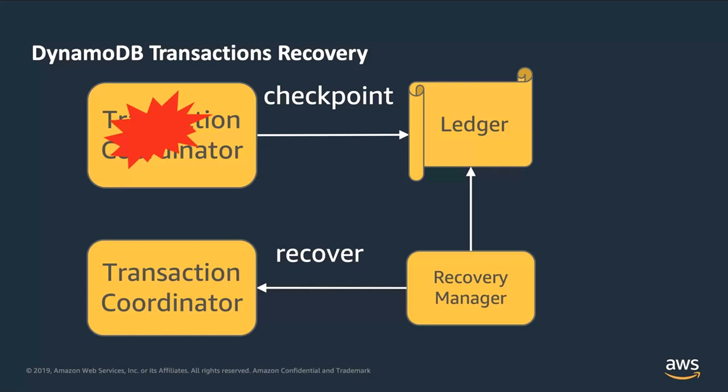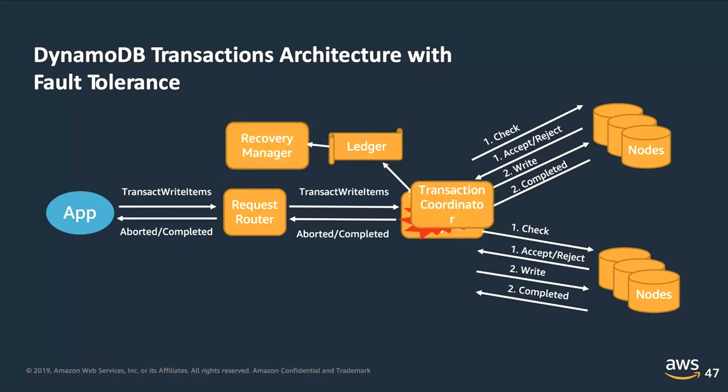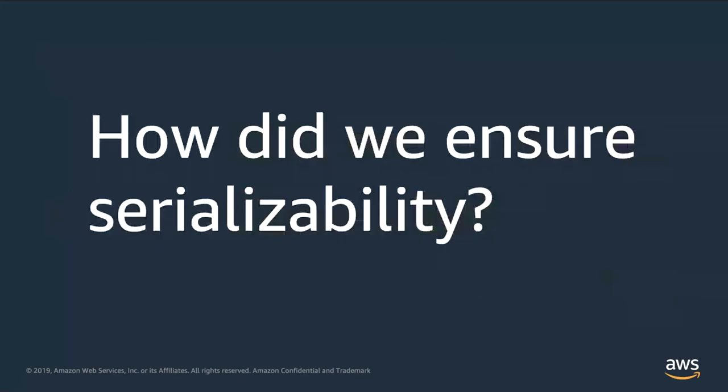So overall, this is how the system has recovery automatically built into it so that clients don't have to worry about all this logic. So overall, the architecture looks like this. You have an application, you have a request router, a transaction coordinator writing to the ledger, and then you have storage nodes involved in doing these transactional operations. If it crashes, you have the recovery manager, and perfect.